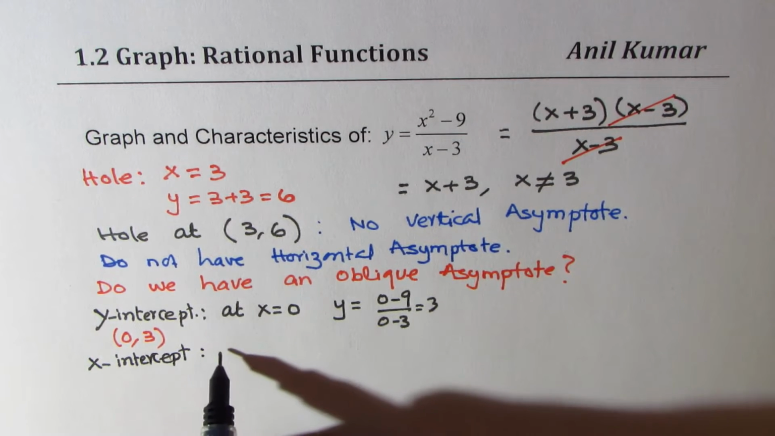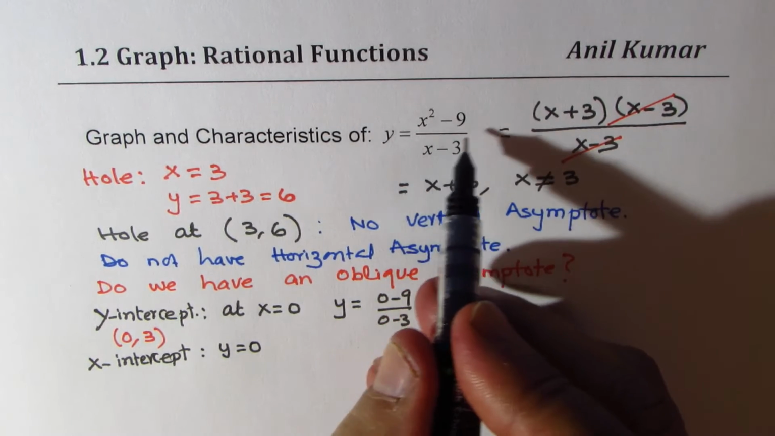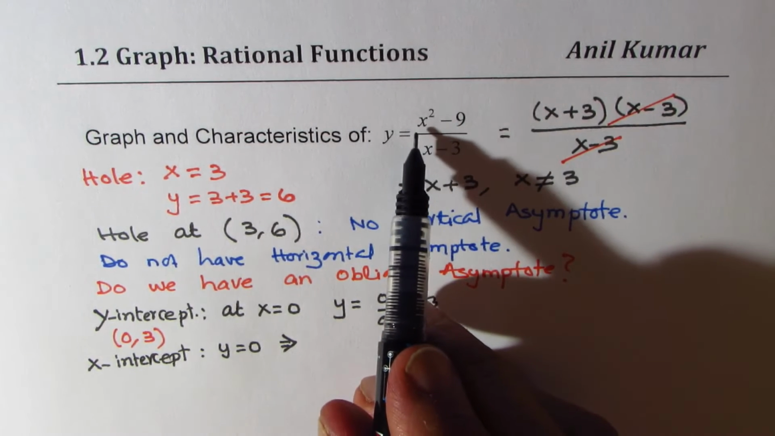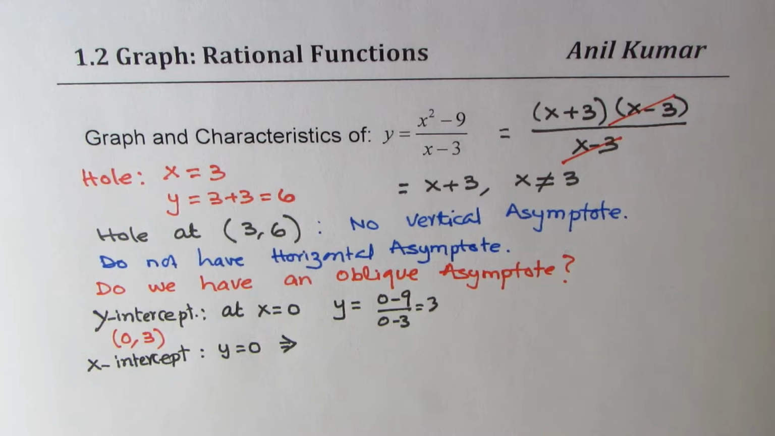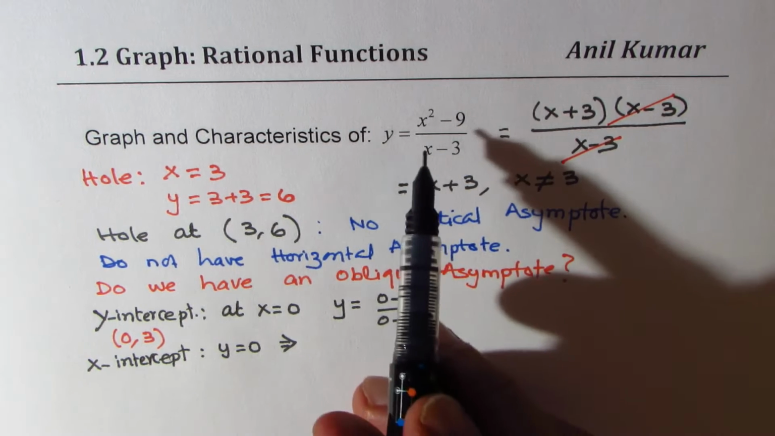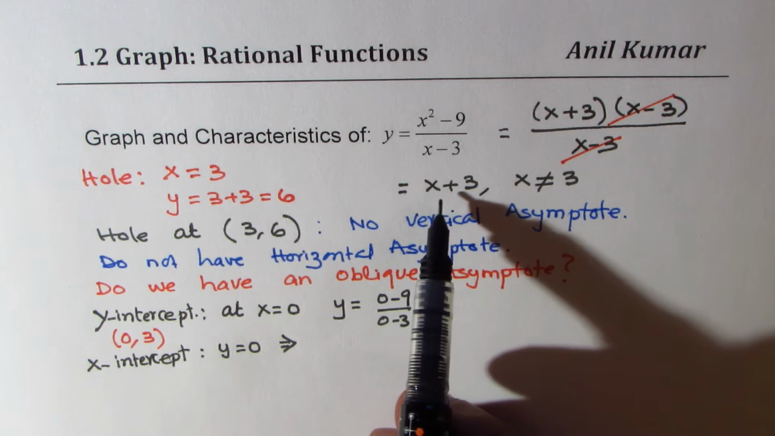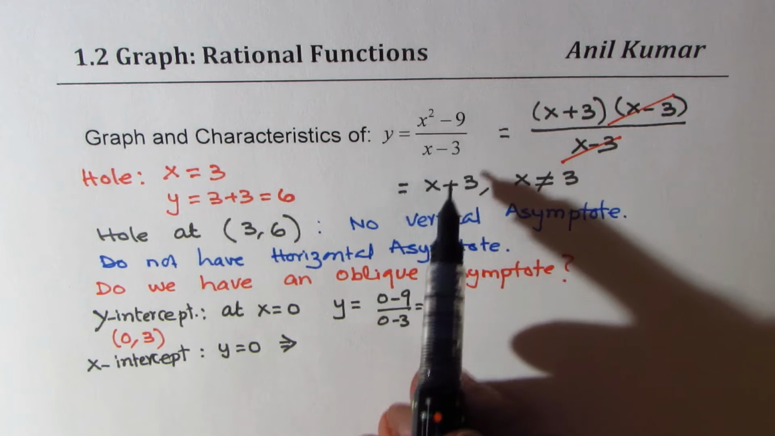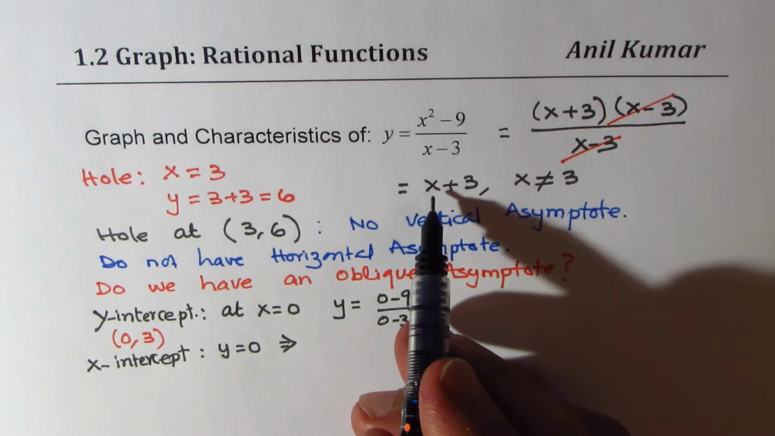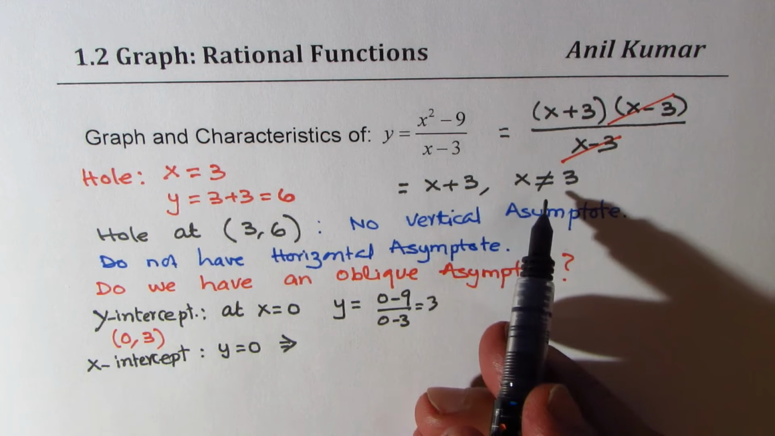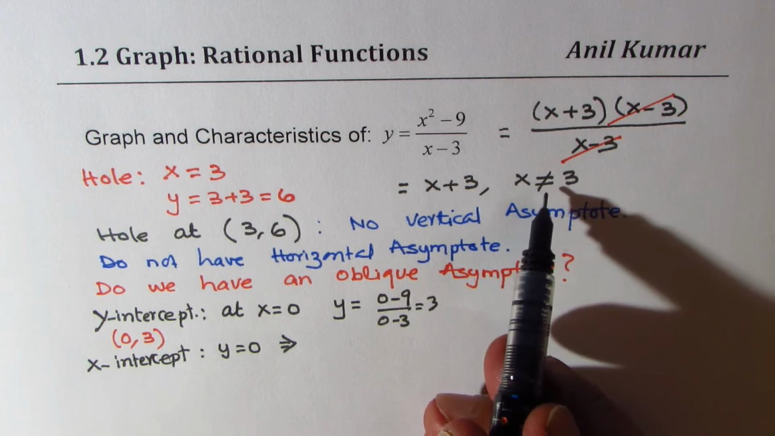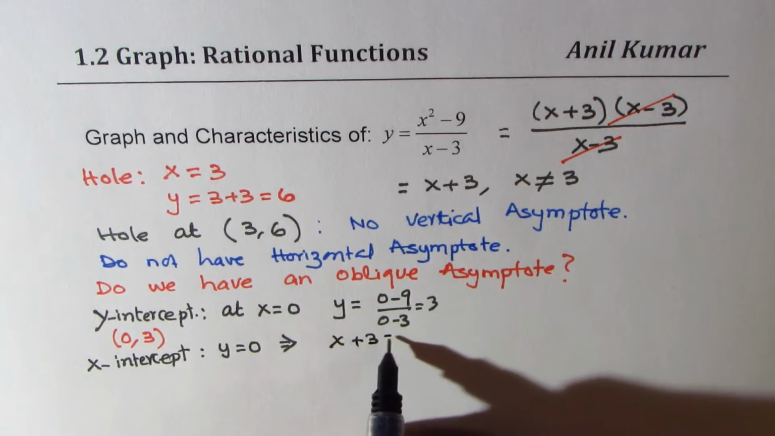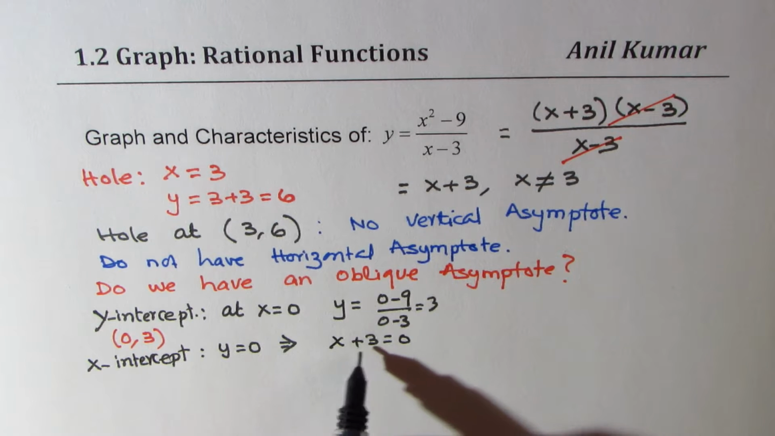Perfect. Now, do we have an x-intercept? For the x-intercept, y should be equal to 0. That means the numerator should be 0. So the numerator, which is x squared minus 9, should be 0. Correct? Now in our case, we simplified our function and we got x plus 3. So we could substitute in this simplified expression, where the restriction is that x cannot be 3. Correct? So y is 0 means x plus 3 is equal to 0, and that gives you the point x equals minus 3.